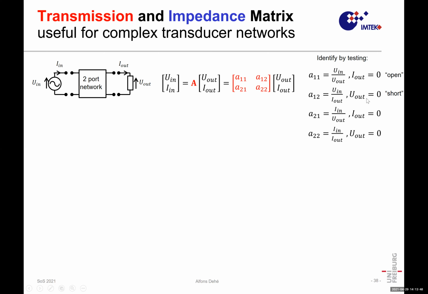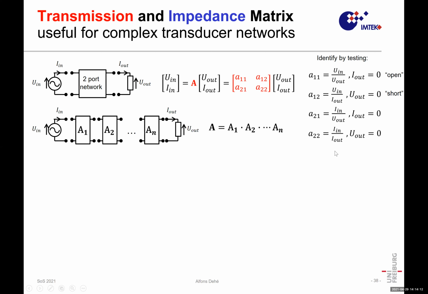If you set output voltage 0 and you solve this, you get this simple information. Output 0 is shorted, so you short the output of your network, measure current and input voltage, then you get this parameter, and so on. You can get all those 4 parameters, and then you get the full description of your network.